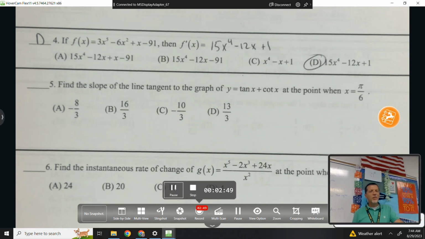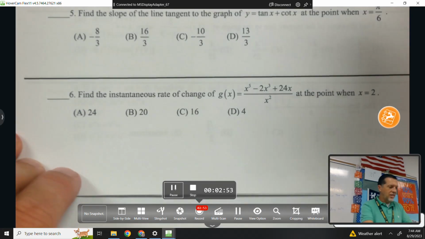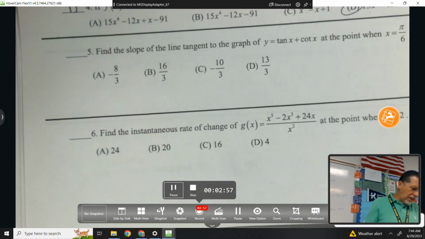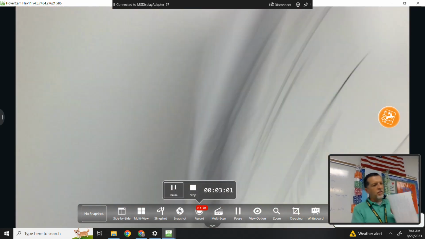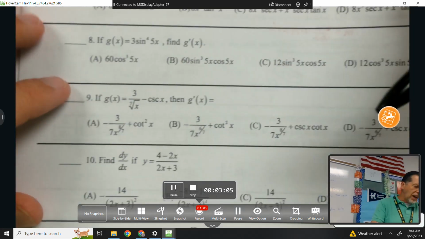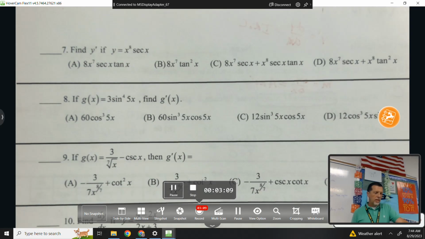We're doing every third one. But we started with 1, so that kind of throws us off. Slope of the tangent line, instantaneous rate of change. Again, these are all the Spider-Man memes of asking you to do the first derivative as many different ways as we can. Number 7, find y prime.